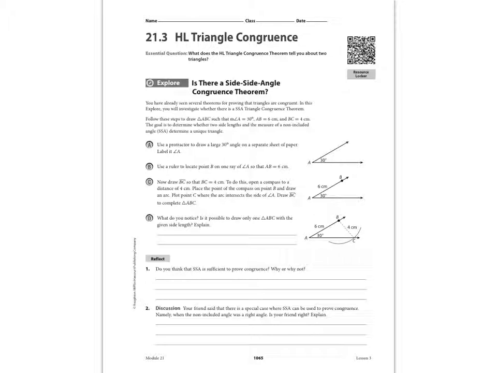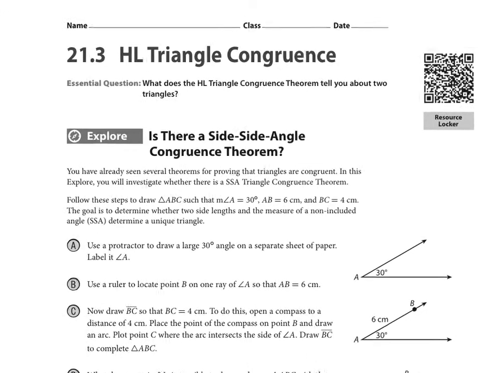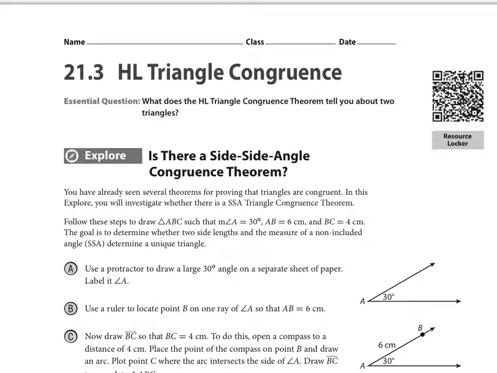Today's lesson is 21.3, HL Triangle Congruence. This is the final triangle congruence theorem out of the 5 that are in this unit. We've done the other 4 already, and they include ASA, SAS, SSS, and AAS, I think in that particular order.